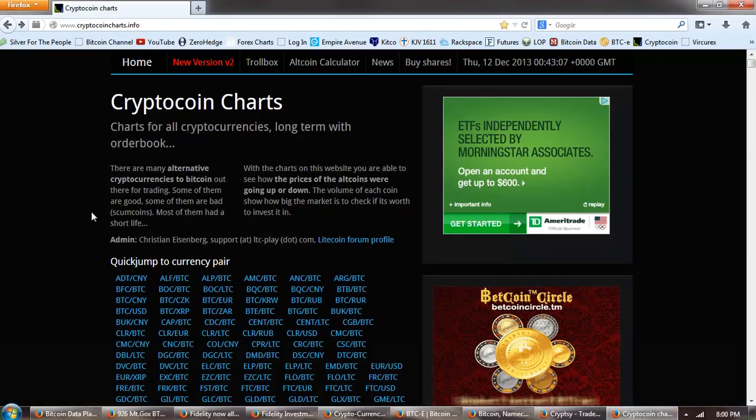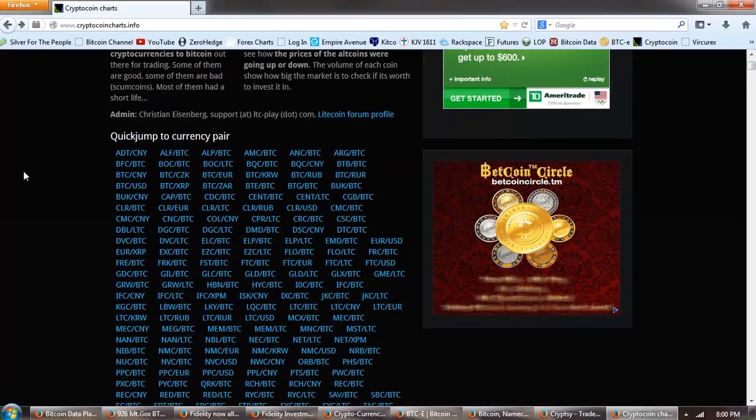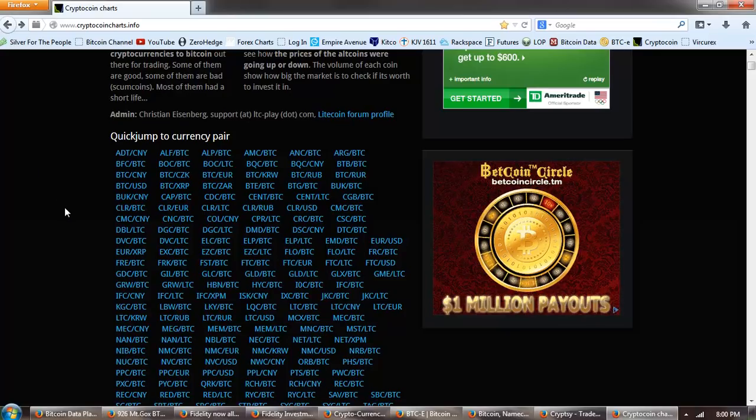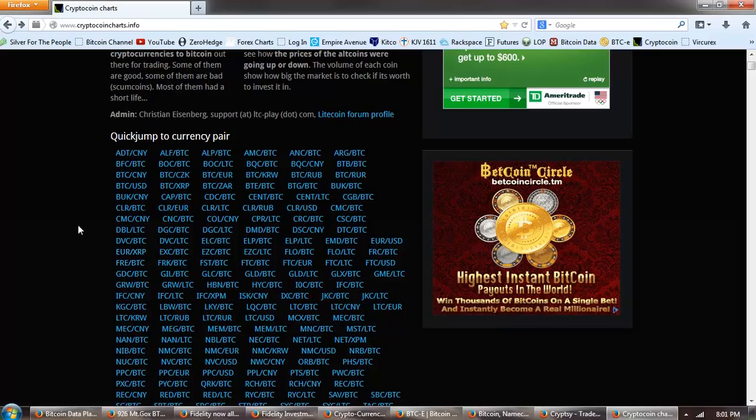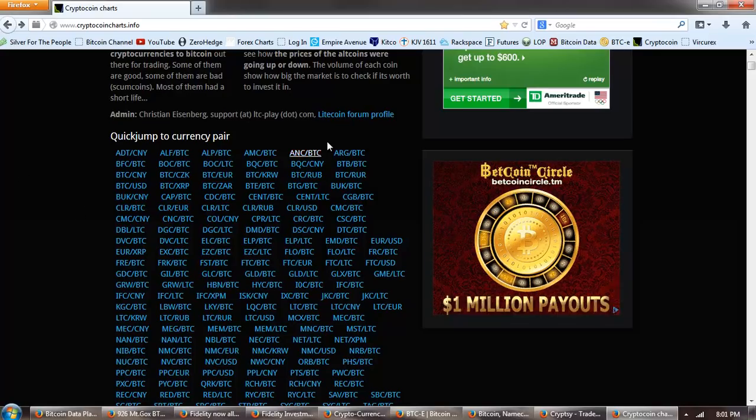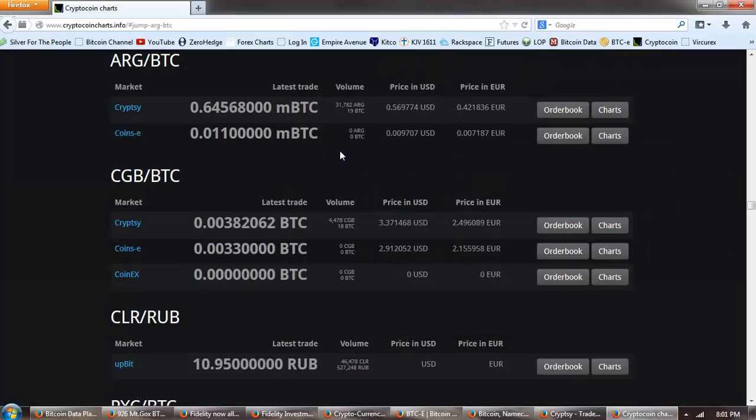Now, the idea I'm going to propose as to how to decide which of the exchanges to use and how to decide which of the crosses to trade is all going to be based on volume. I'm not going to say, I'll just pick one here, this ARG BTC cross. I don't know what ARG is. I have no idea. And you can see here it's traded on Cryptsy and it's traded on CoinZ. I don't have a CoinZ account. I don't know who they are. So we'll pick some others.